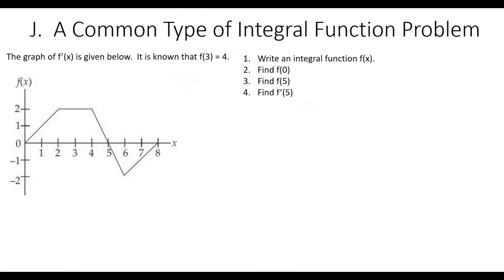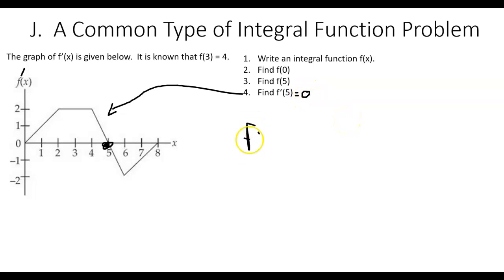Now we want to find f prime of 5. Now, that's actually really easy because this is the graph of f prime. So all we have to do is go over to where x equals 5, that's right here, and find the y value at that point. As you can see, it's right on the x-axis, so that would be 0.